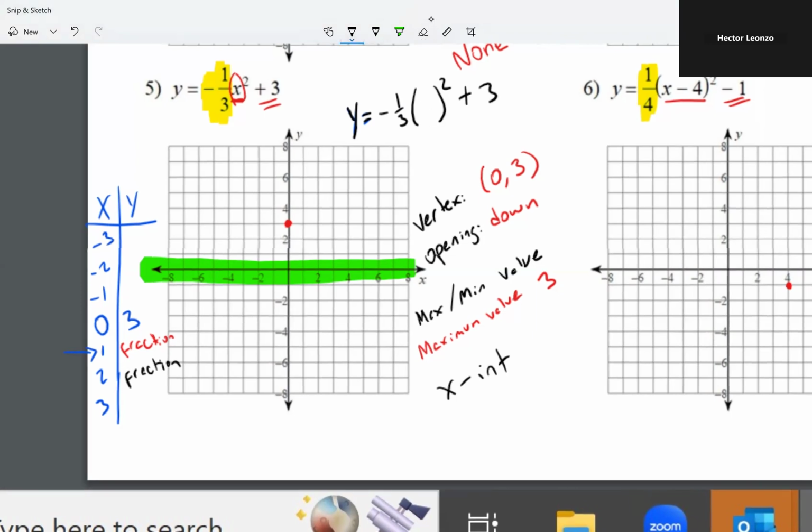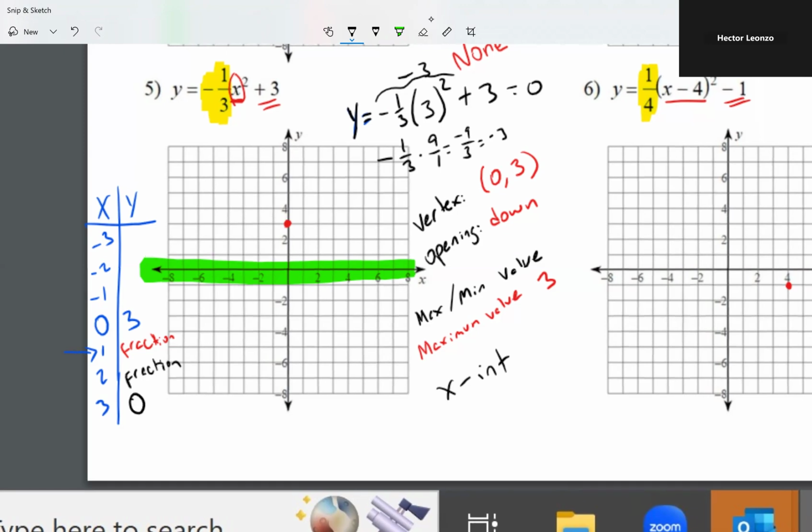So what about 3? Okay, 3 squared is 9, right? Because 3 times 3 is 9. 9 times negative 1/3. Let me think of that. Negative 1/3 times 9 over 1 is equal to negative 9 over 3, which is negative 3. So all this became negative 3. So a negative 3 plus 3 is 0, right? There it is. I was looking for the x value that will make my y equal to 0. When x equals 3, y is equal to 0.